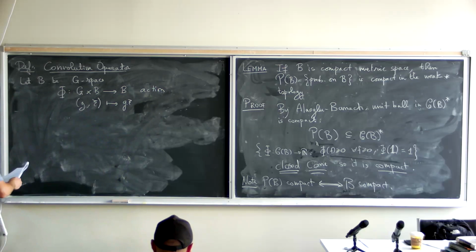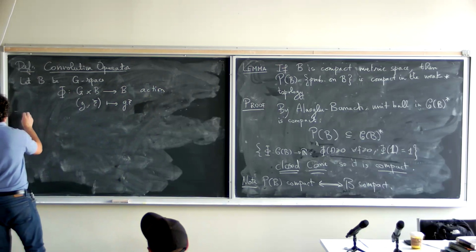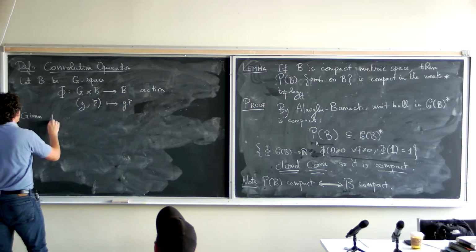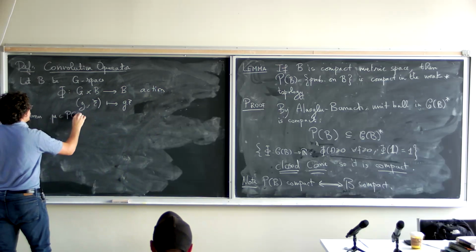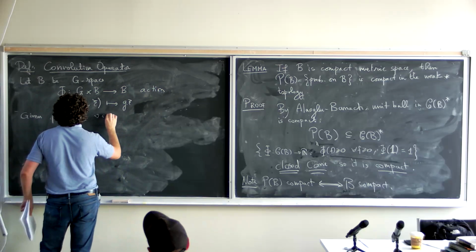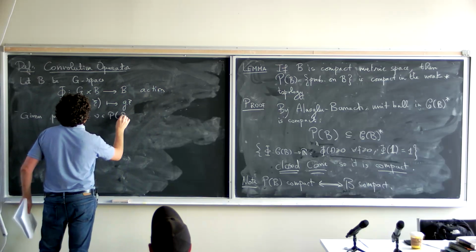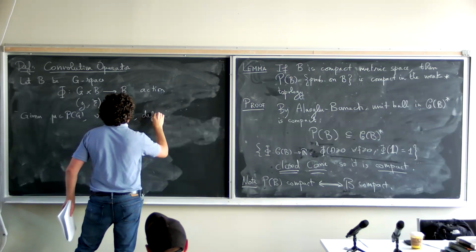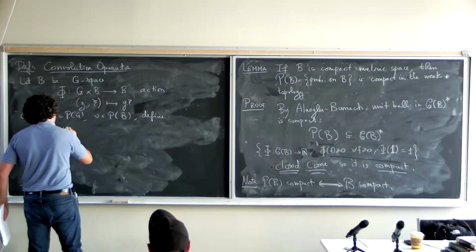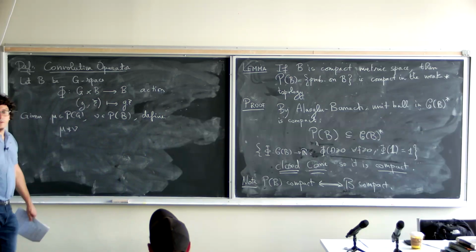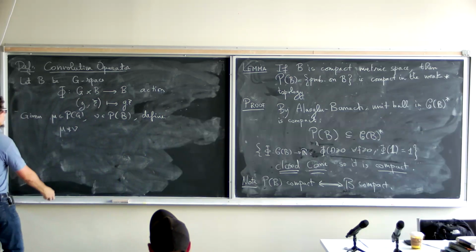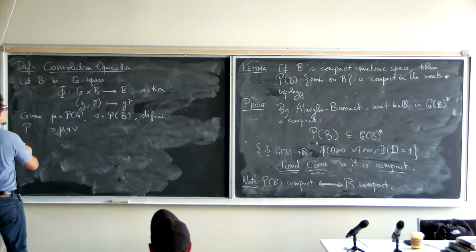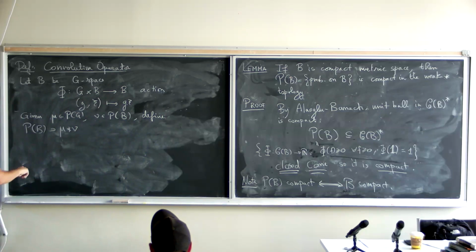And yeah, we can define a convolution operator here. So given mu, a probability measure on G, and nu, a probability measure on B, we can define the following: mu star nu, which would be a probability measure on B. And this could be, for instance, the push forward.